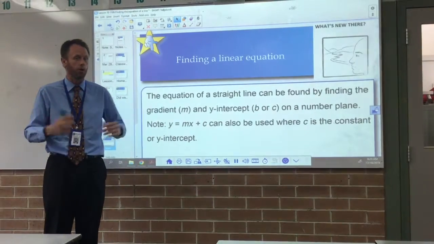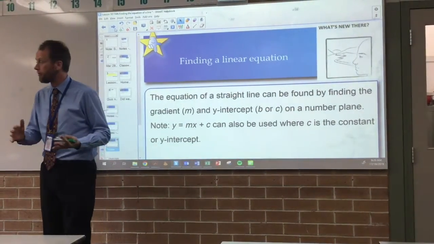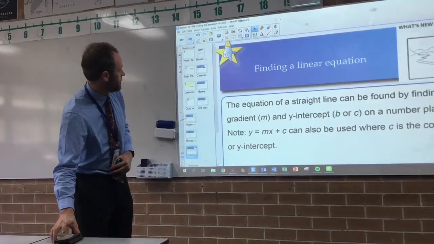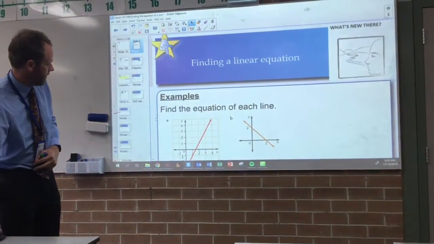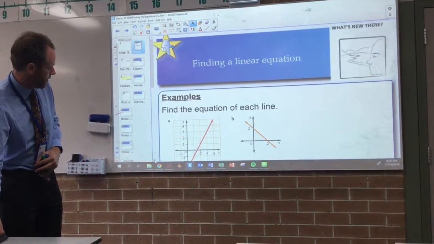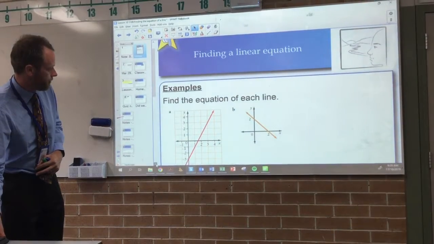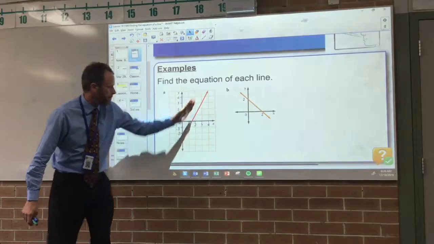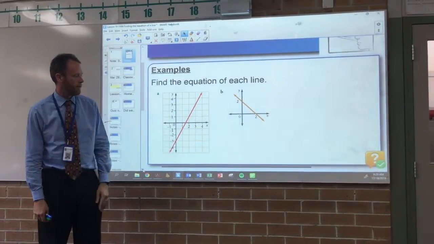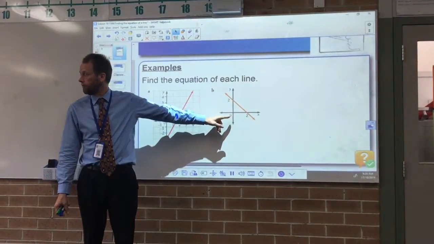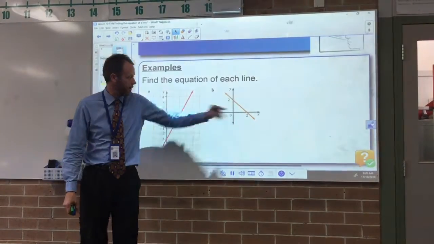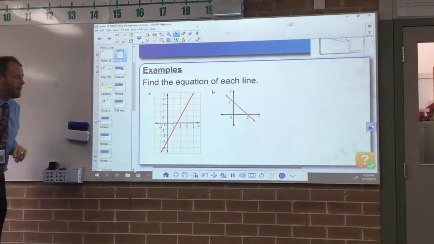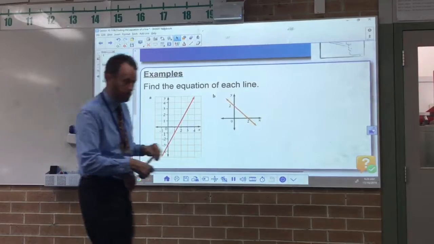It just builds on the work we've already done, so it should be pretty straightforward. Let's look at an example so that you guys can have a go. So here's our two examples. I've drawn two. You'll notice one is very clearly on a number plane with a grid line, but this second one is not. This second one looks a bit different. So let's do it over here on this board.